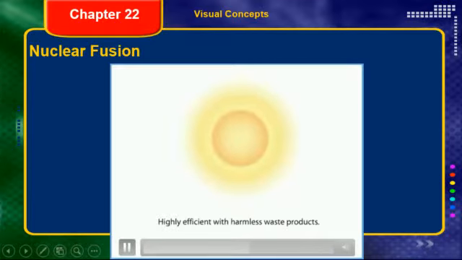Fusion is the principal reaction that causes the sun to give off light and heat. It releases even more energy per gram of fuel than nuclear fission, and its waste products, primarily helium gas, are relatively harmless. Fusion, however, is not used to produce electricity today. Temperatures over 100,000 degrees Celsius are required for fusion to occur.